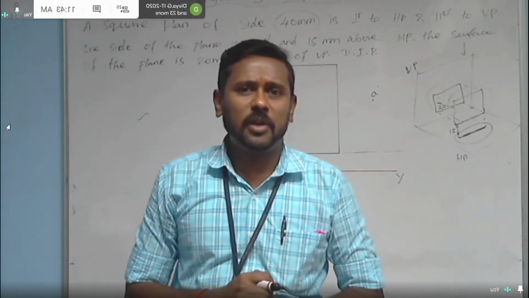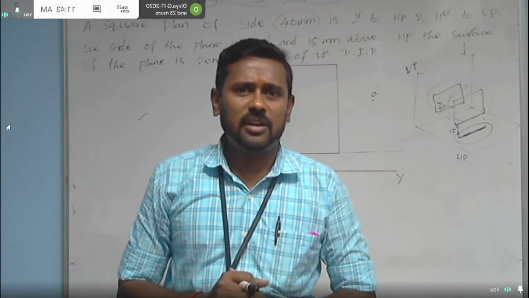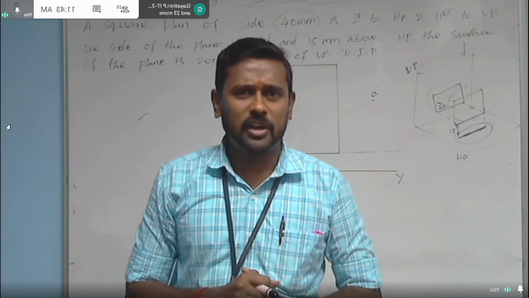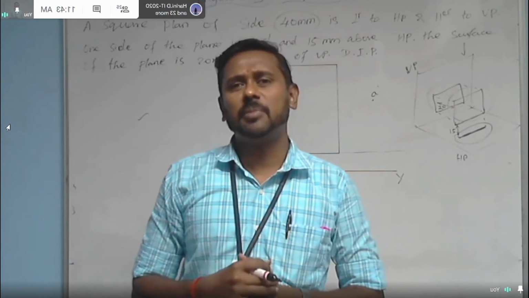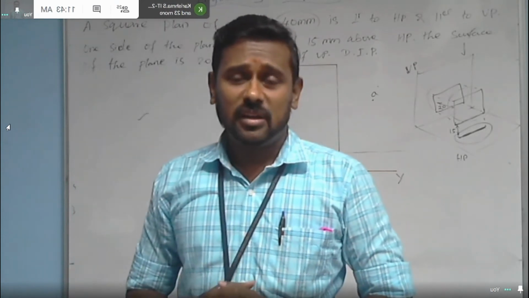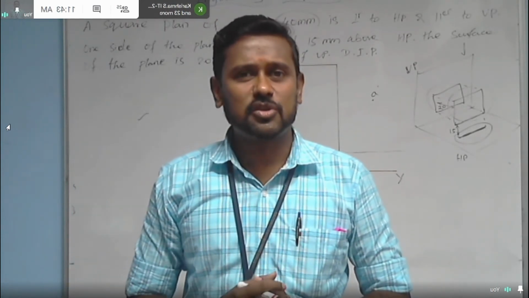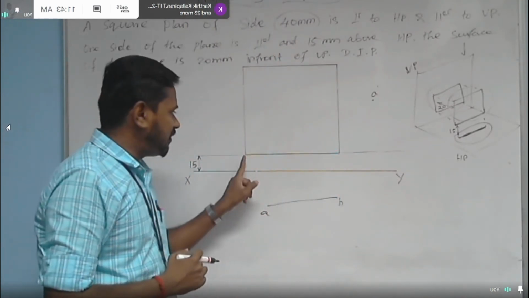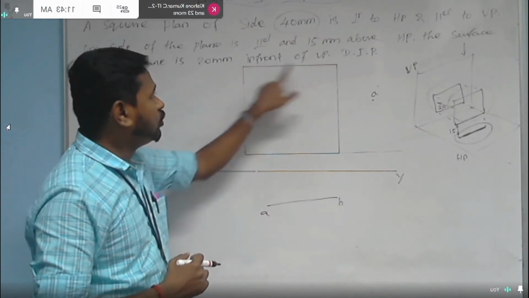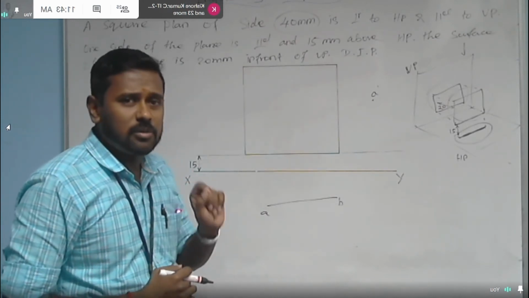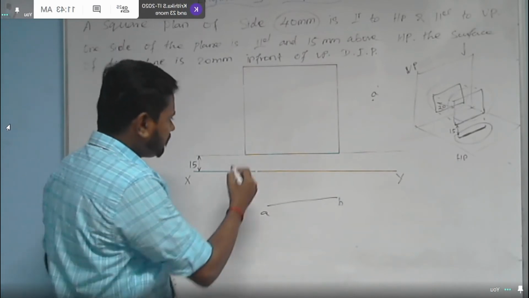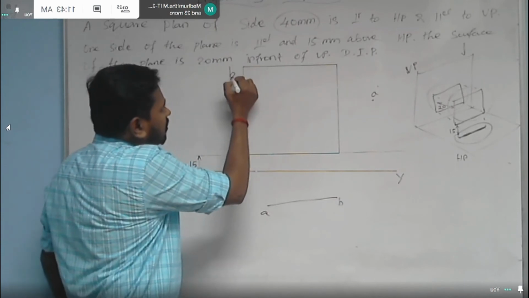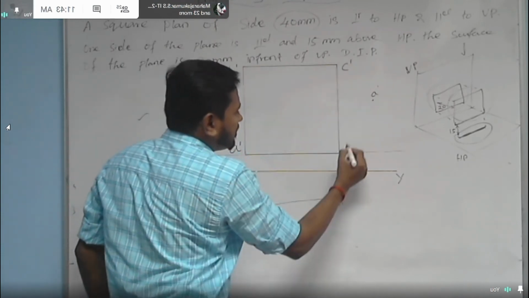In the case of the planes, based on the type of the plane, the number of alphabets used for marking the corners differs. For a square plane, you need 4 alphabets. For a pentagonal plane, 5 alphabets. For a hexagon, 6 alphabets to name each and every corner of the plane. Here we have a square plane, which has how many corners? 4 corners: 1, 2, 3, 4. Each corner should be named using one alphabet. Maybe here I mention A dash, here B dash, there C dash, and finally here D dash.